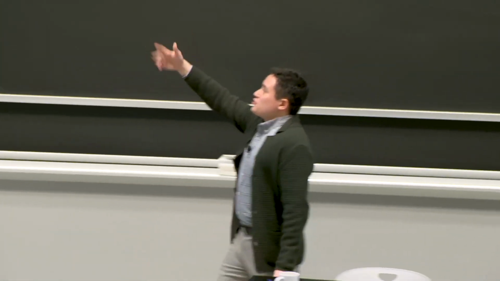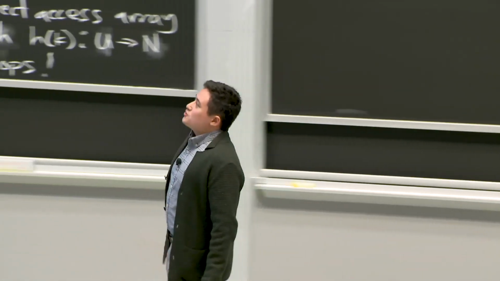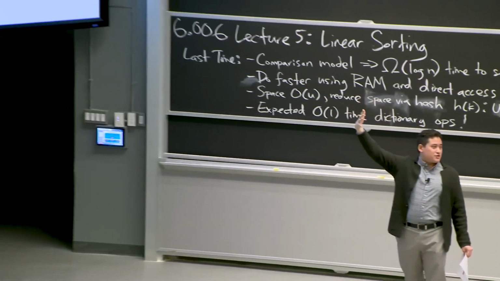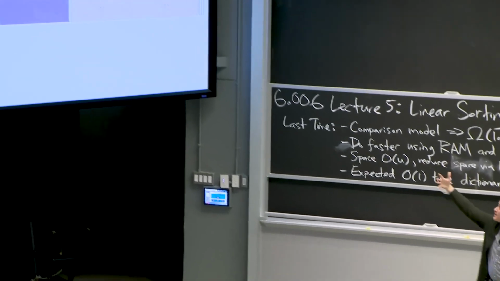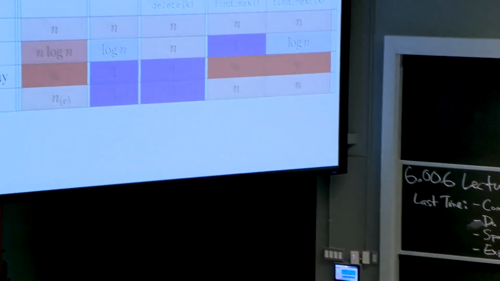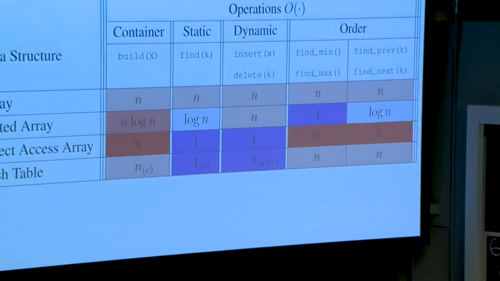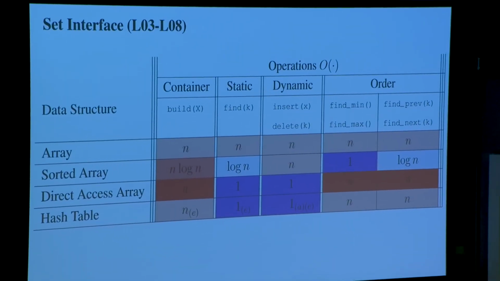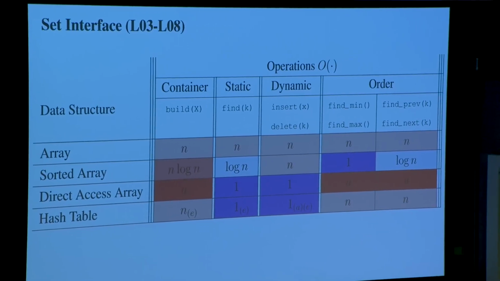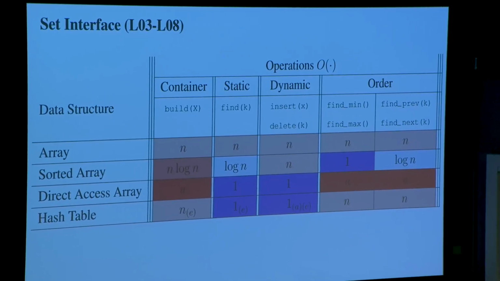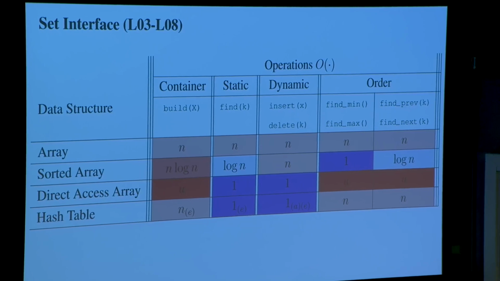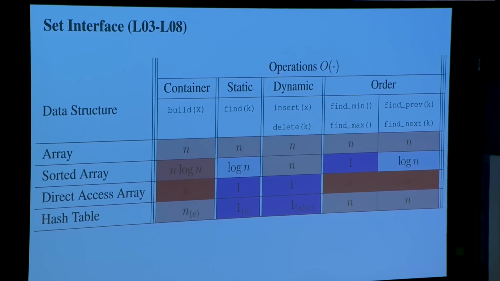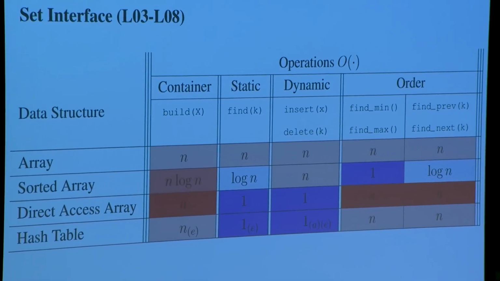I didn't show you this chart at the end, but I'm showing it to you now. Essentially, we have a bunch of different ways to deal with this set interface. Last week, we talked about the sorted array, the direct access array, and the hash table, which do better for the dictionary operations, find, insert, and delete, or at least better in an expected sense. What's the worst case performance of a hash table?